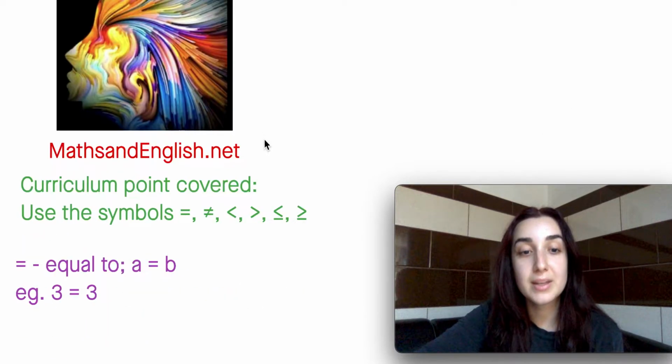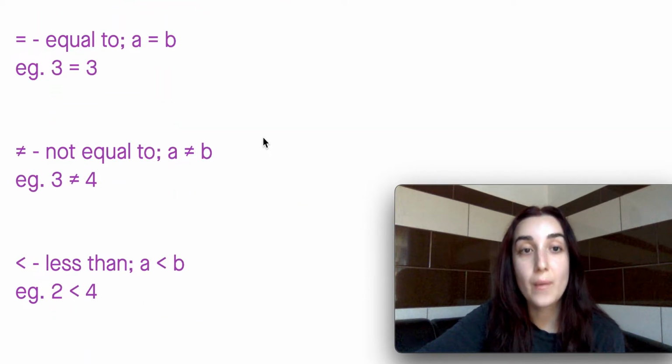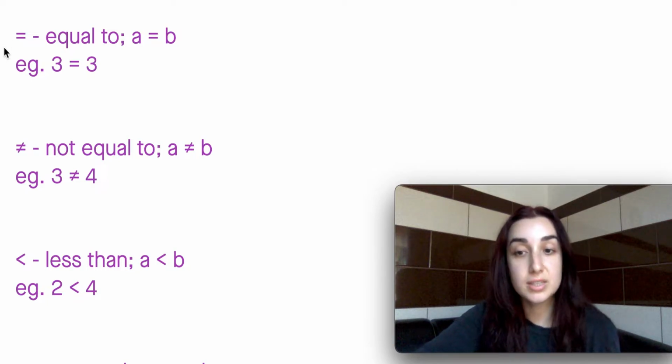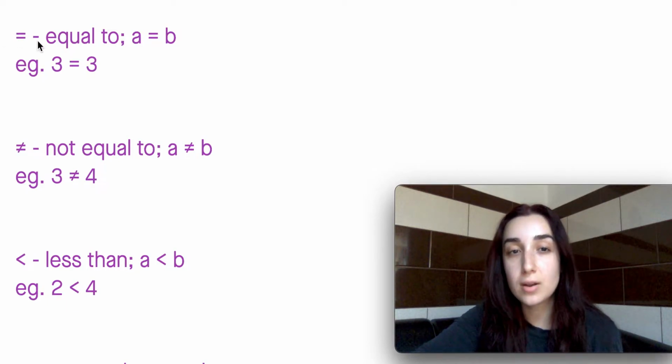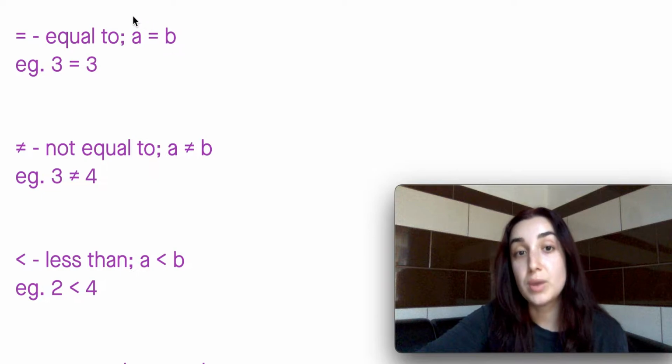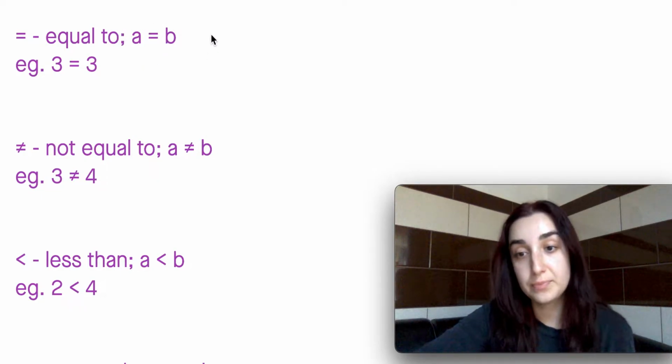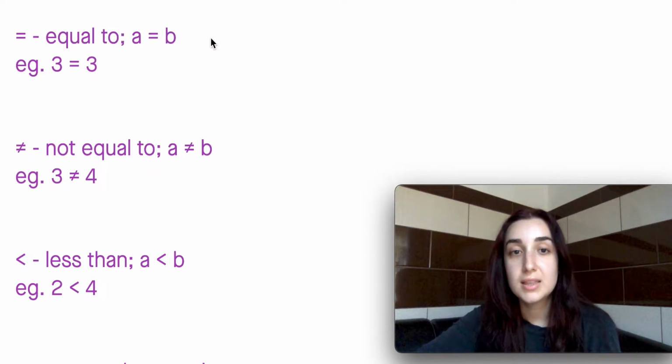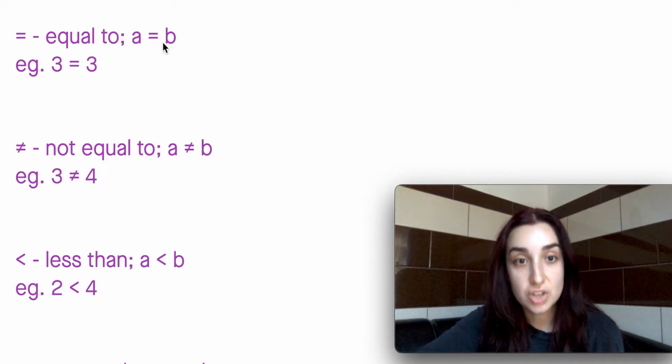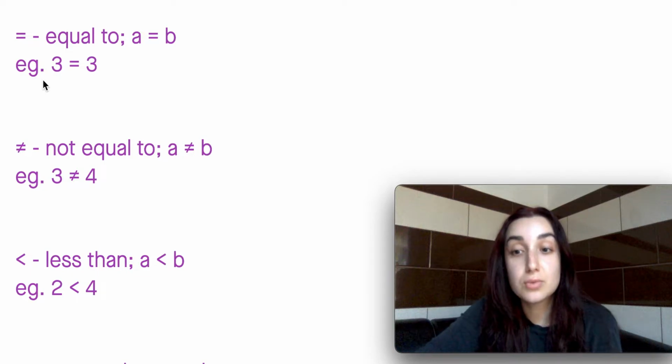The first mathematical symbol that I will be talking to you about is the equal sign. As you can see, the equal sign is made of two parallel lines. In a standard way, we can say A is equal to B. And what does this mean? This means that A is always the same number as B if they're equal to each other. For example, 3 is equal to 3 because it's the exact same number.